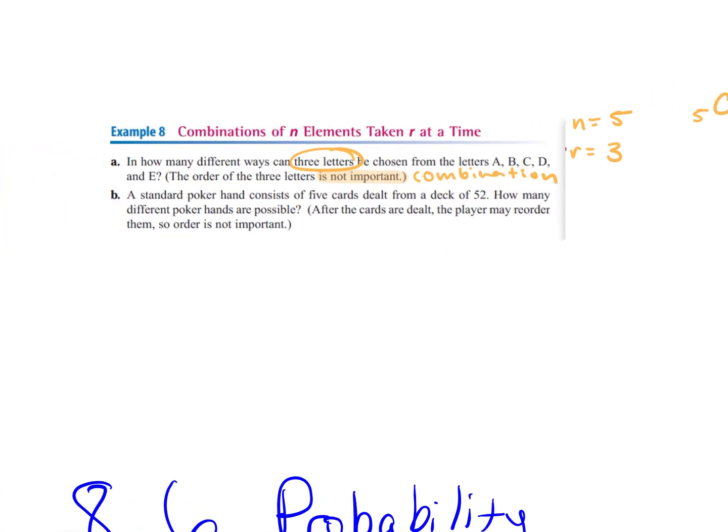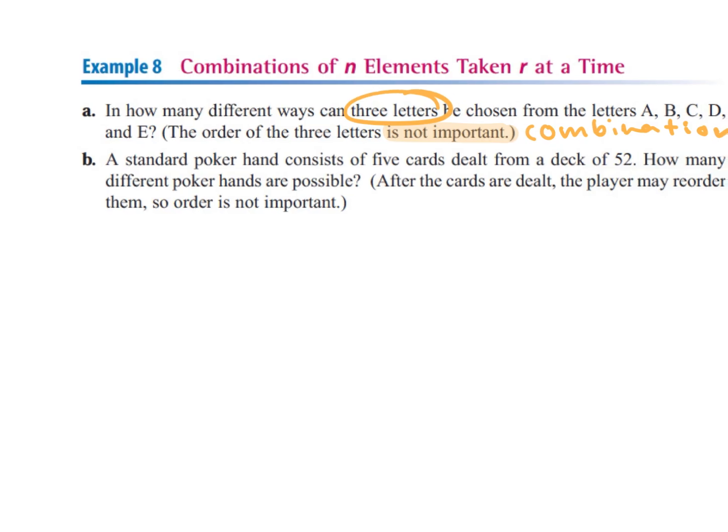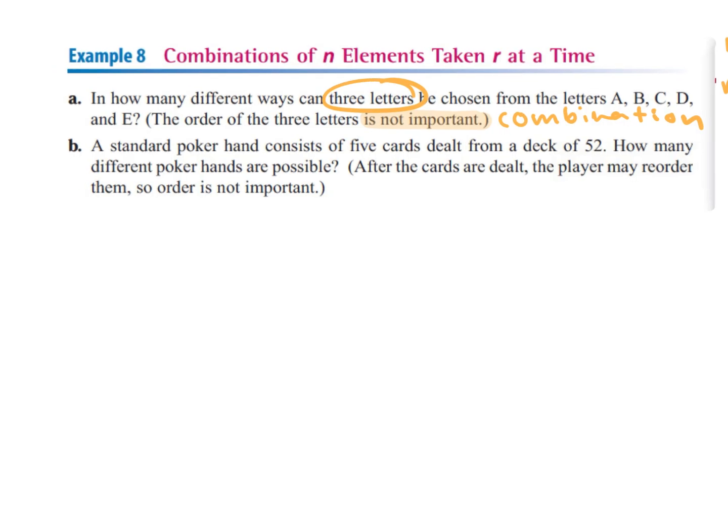Question? Okay. Let's do B. It says a standard poker hand consists of 5 cards dealt from a deck of 52. How many different poker hands are possible? After the cards are dealt, the player may reorder them, so order is not important. It tells us that the order is not important, so we know that this is a combination.